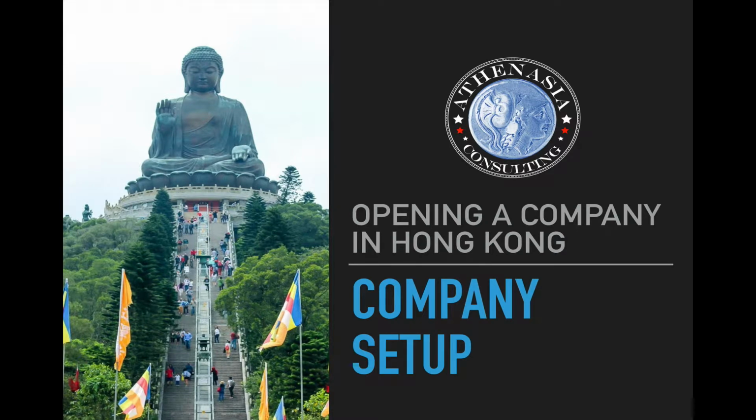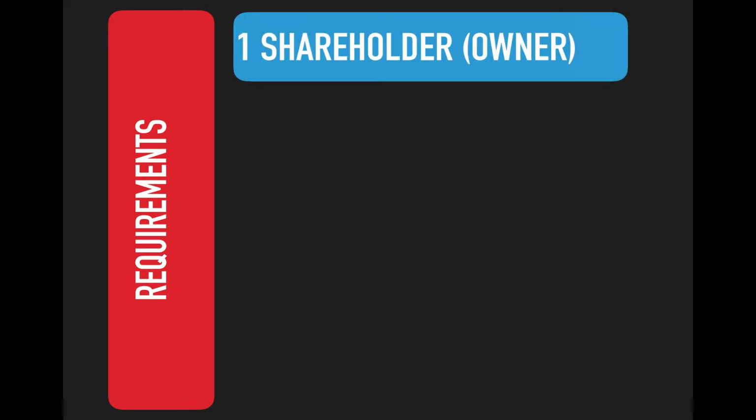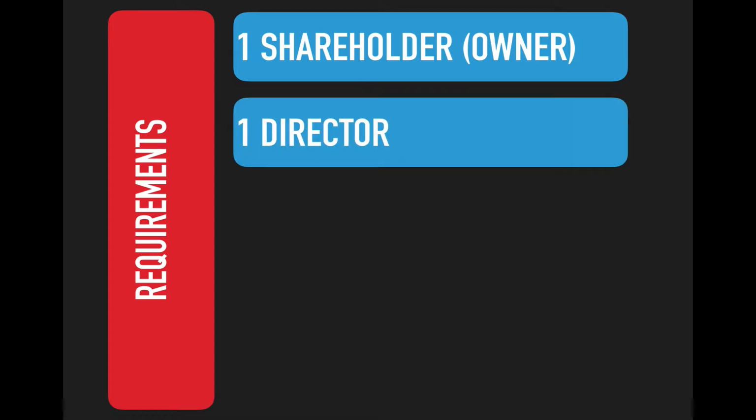Now, in terms of company setup, what you need to understand is a few requirements. The first thing, you need one shareholder, who will be the owner of the company. Then you will need a director. The director can be the same person as the shareholder.